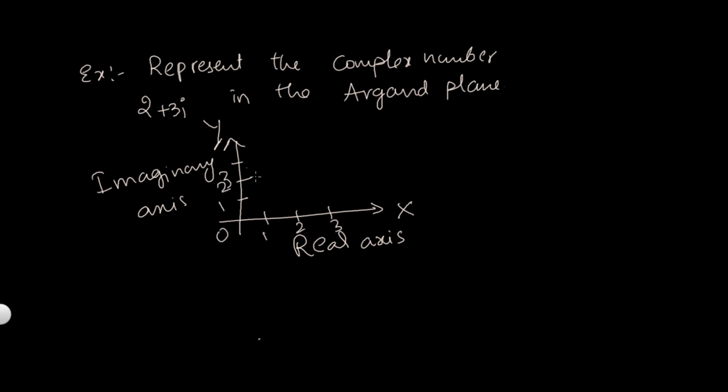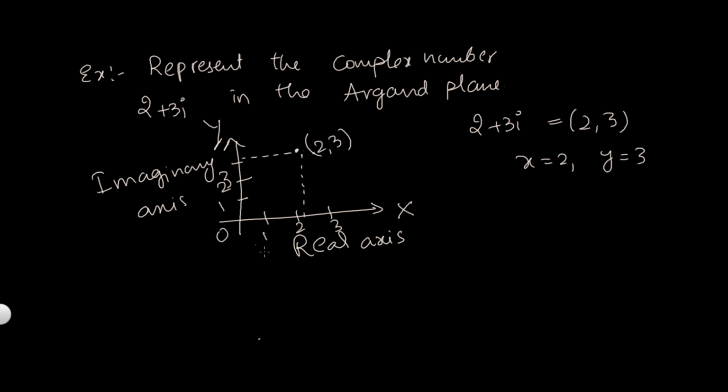Now the point 2 plus 3i we can write as the point 2 comma 3. That means x equals 2 and y equals 3. So we plot the point as 2 comma 3: 2 on the x-axis and 3 on the y-axis. So the point is 2 comma 3. This question is repeated many times, just a 2-mark question for all. Next we go to the next concept.